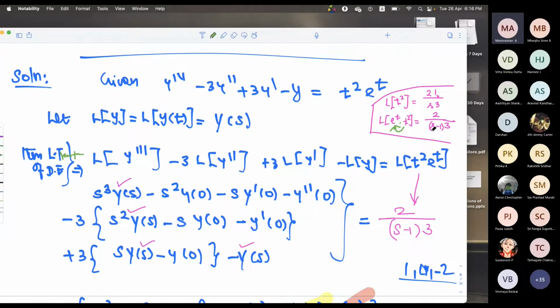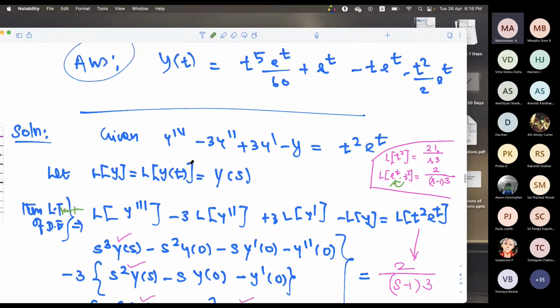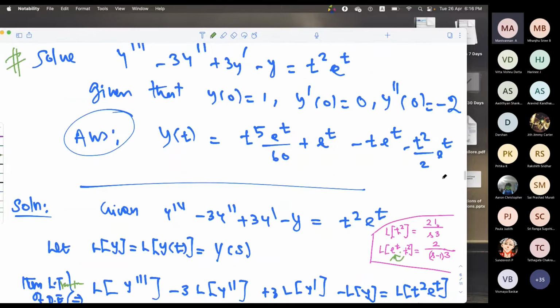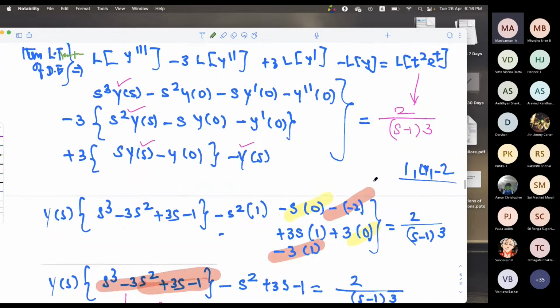Now using this we can directly write it. Substitute your y of 0, y derivative of 0, and y double derivative of 0. It is purely 1, 0, minus 2. So I have these results: 1, 0, minus 2. Collecting this y of s separately, this is my auxiliary equation form, and minus s square y of 0 plus 1, y derivative of 0 is 0, y double derivative of 0 is minus 2. These three places here we are going to substitute.